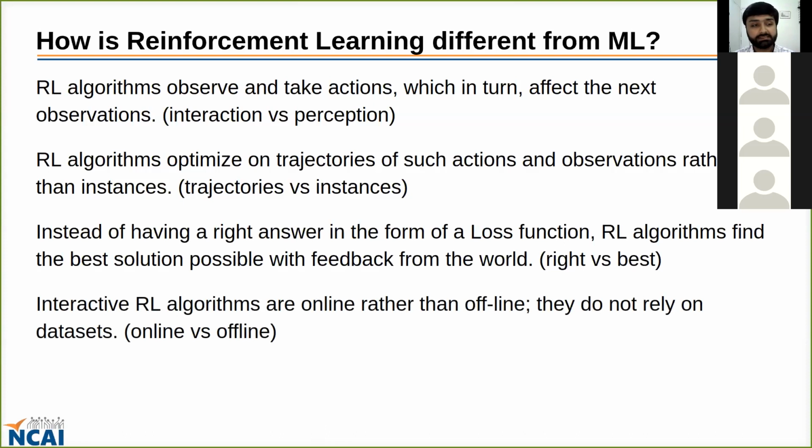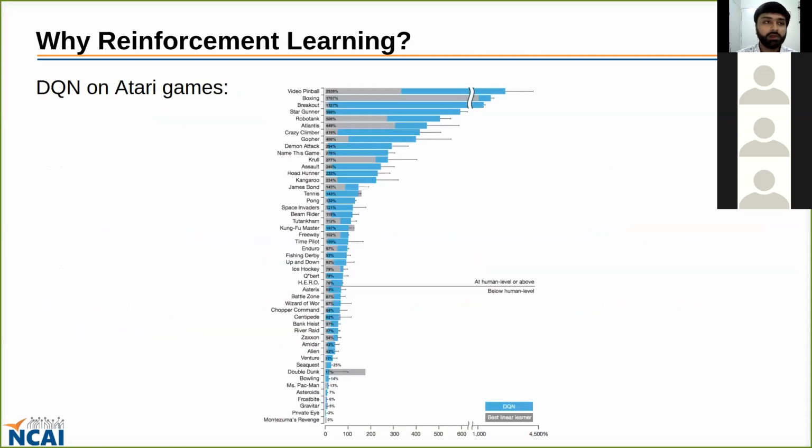And last but not least, interactive RL algorithms, like the majority of the algorithms, are online rather than offline. What this means is that they don't rely on datasets, much like most machine learning algorithms, but they actually interact with the environment and gain experience as they learn. Now I'll talk about the why of reinforcement learning. I'll talk in more detail about this particular algorithm, called the DQN, at the end of the slides.